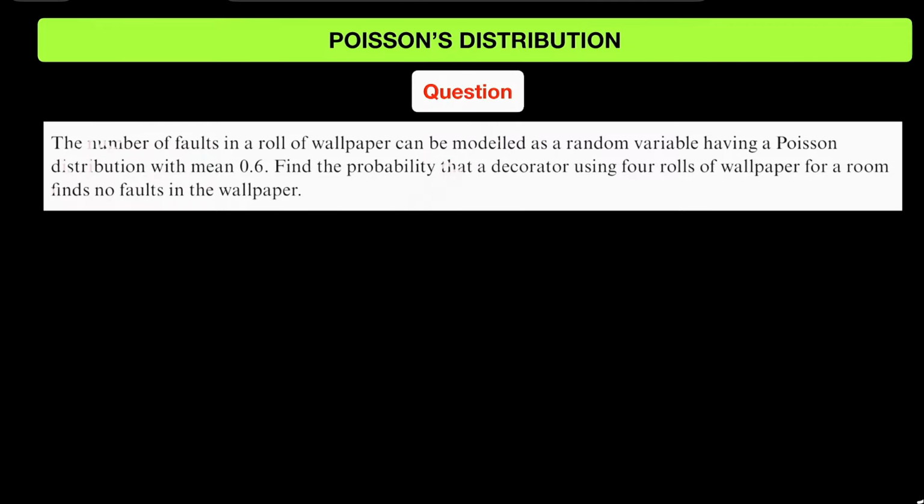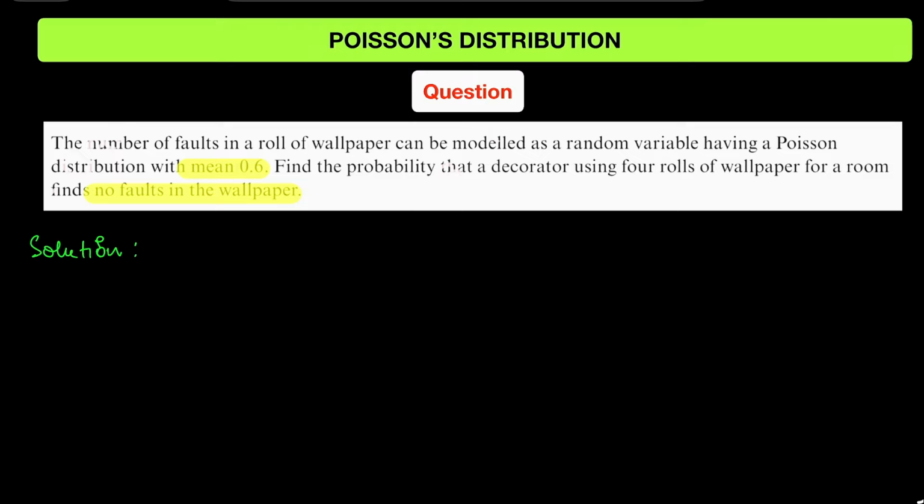In the next question, we are given that the number of faults in a roll of wallpaper can be modeled as a random variable having a Poisson distribution with mean 0.6. So again, we are given the mean equal to 0.6. Find the probability that a decorator using 4 rolls of the wallpaper for a room finds no fault in the wallpaper. So let's start with the solution of it.